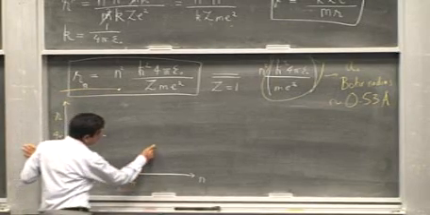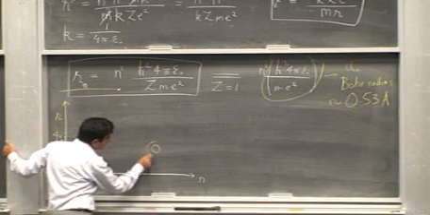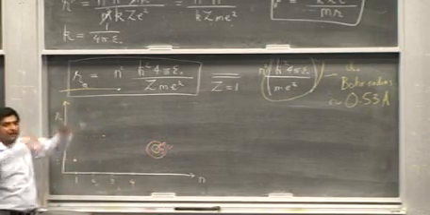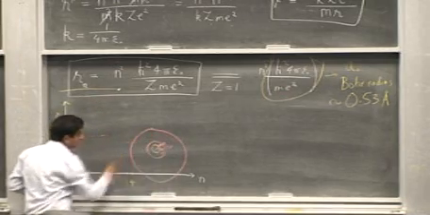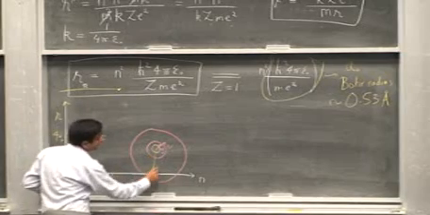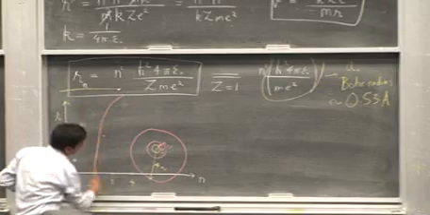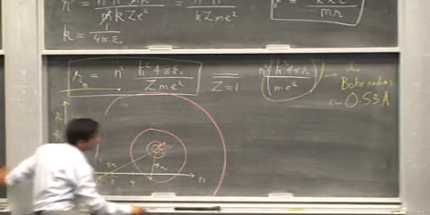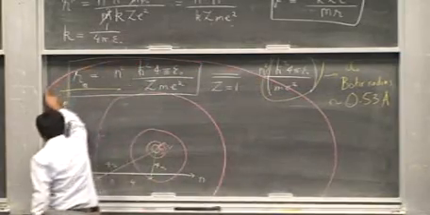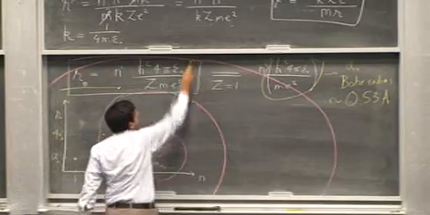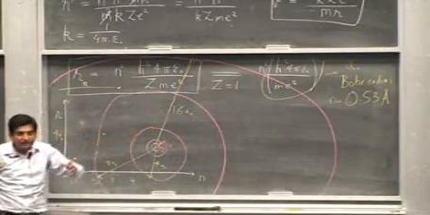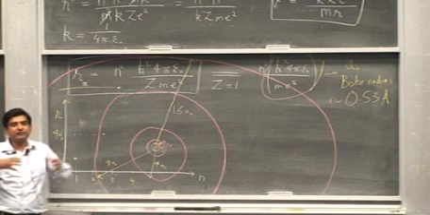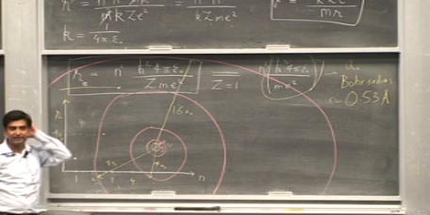So what I really have is a nucleus at the center and the electrons are in circular orbits. This is the n equals 1 orbit. It's at a radius of a naught. Then you have the next orbit, which has a radius of 4 a naught. And then you have another orbit, and this orbit has a radius of 9 a naught. And then you have another orbit, and its radius is going to be 16 a naught. And so on. So the orbits are getting further and further apart. Close to the nucleus, they are closer together, and away from the nucleus, they're getting further and further apart. And this is how the radius is quantized.